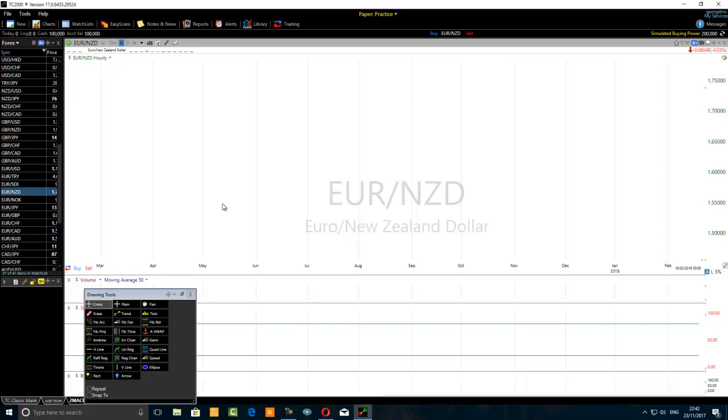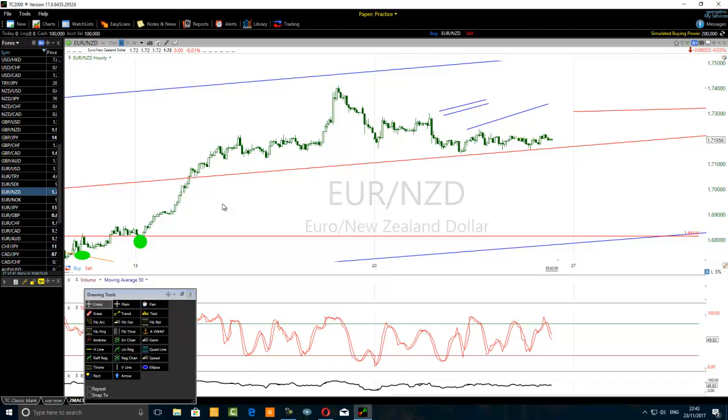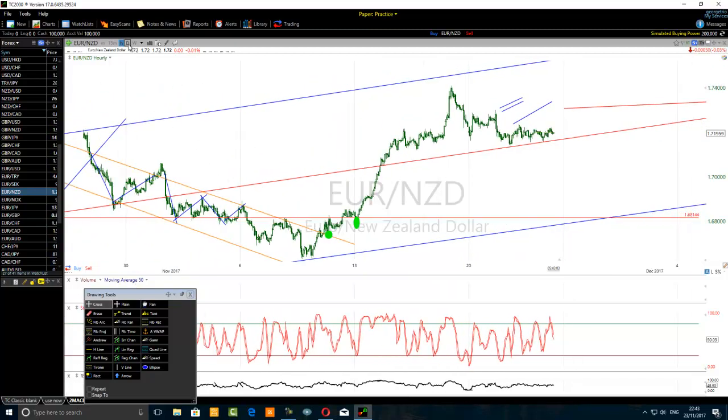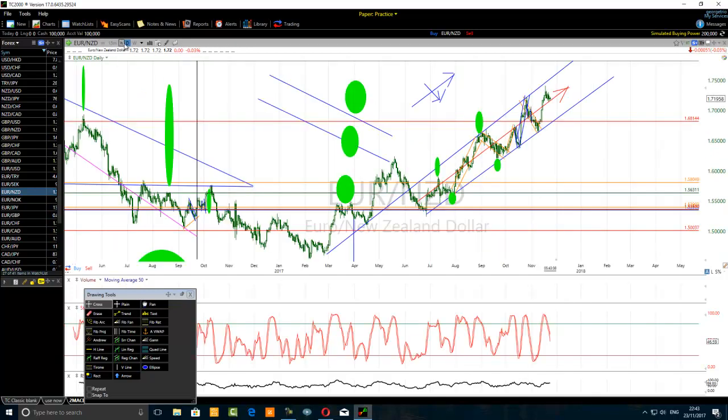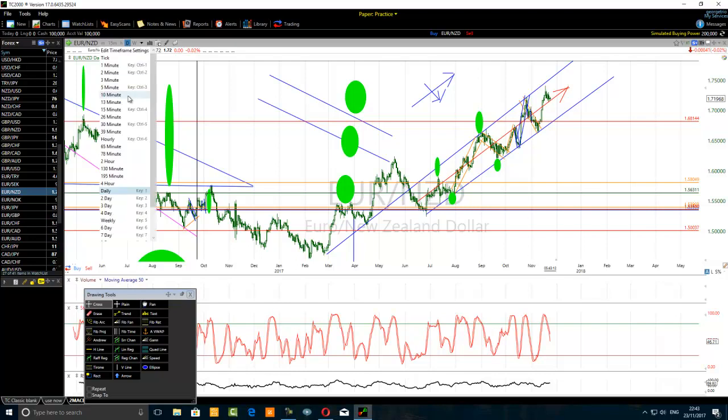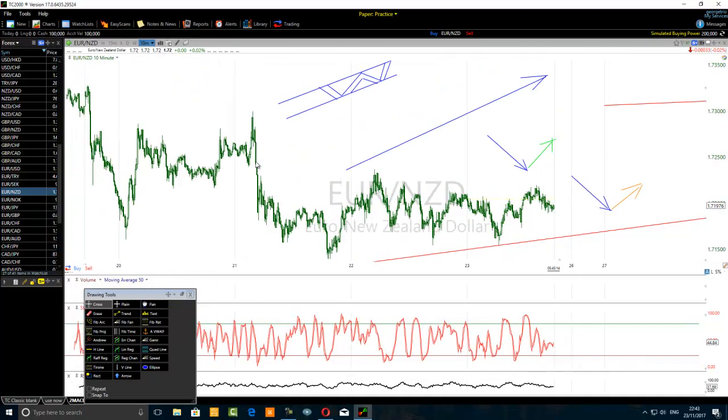So here it is. The signal will occur when the medium-term trend is now aligning with the long-term trend. Now, the entry will occur. I want to go to the 10-minute time frame. Here it is. We will only enter the trade at the point where the short-term trend is aligning with the medium-term trend. The long-term trend is bullish.